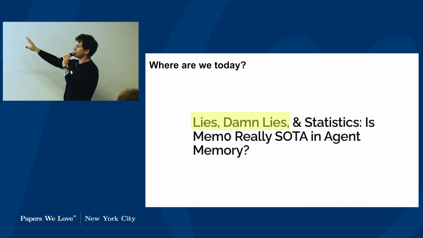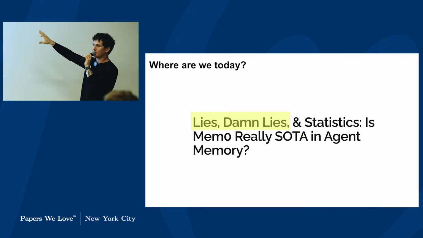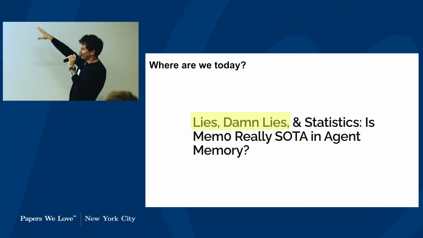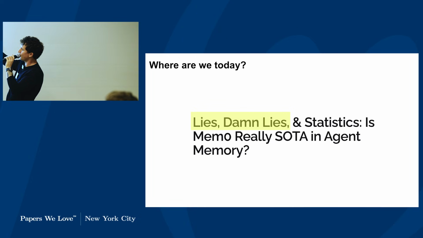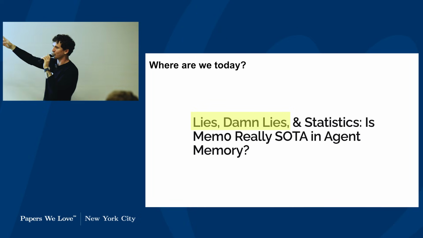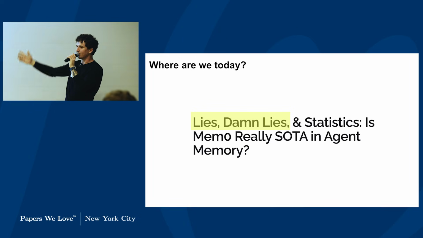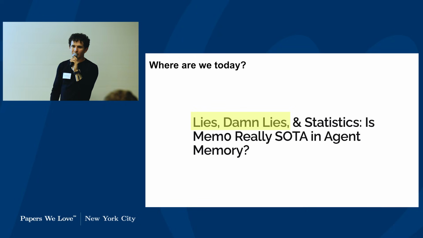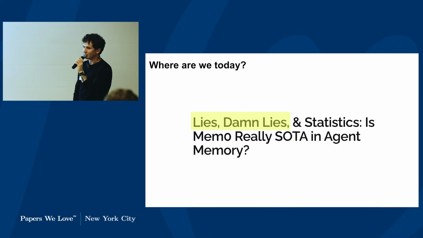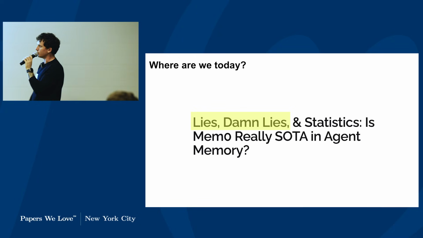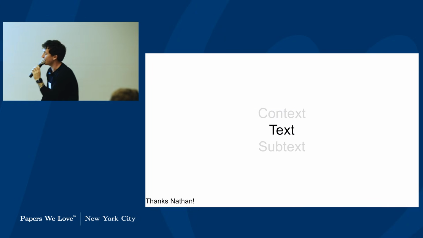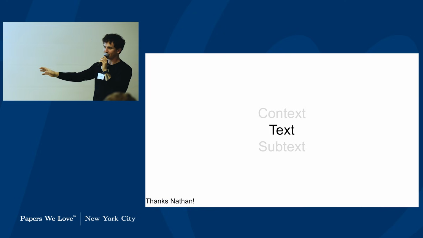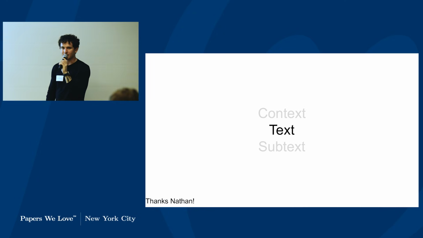Also, it's noisy enough that we now have memory companies taking jabs at other memory companies. This is an actual blog post, Lies, Damn Lies and Statistics, from Zep calling out another competitor of theirs, Mem0. It's just kind of a fun space to follow along with, both from a technical point of view, but also there's stuff like this. So that's the context. Any questions before we jump into the text itself? But that's a little bit about the space.